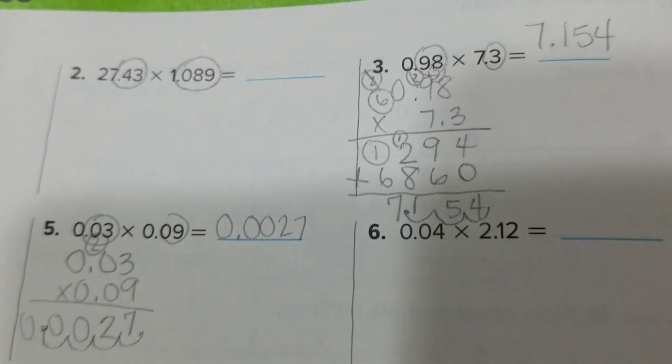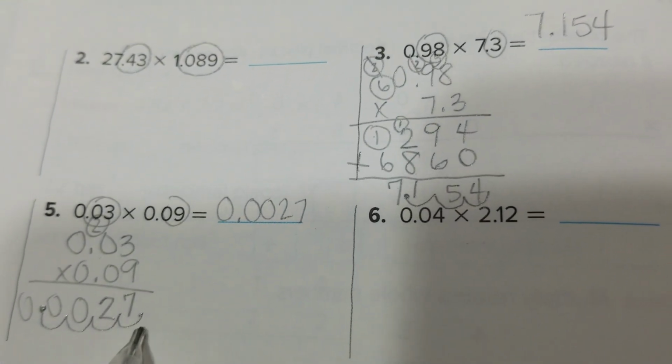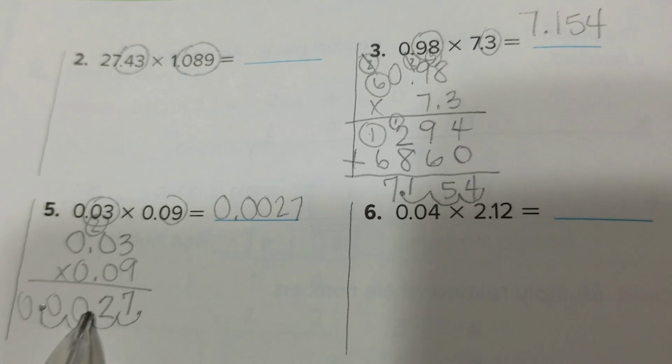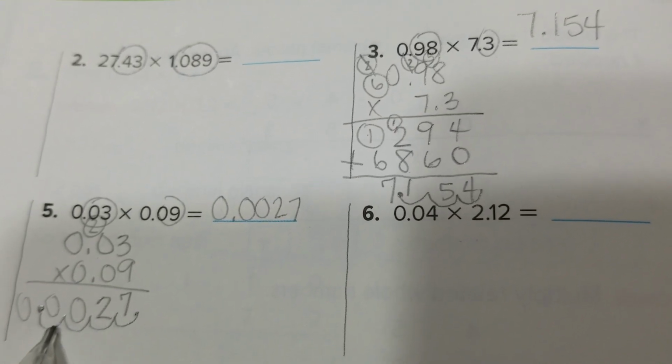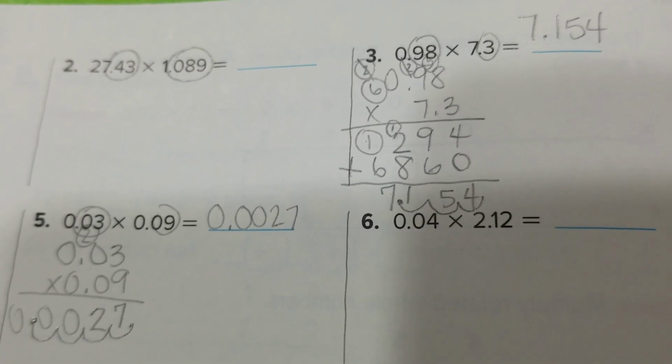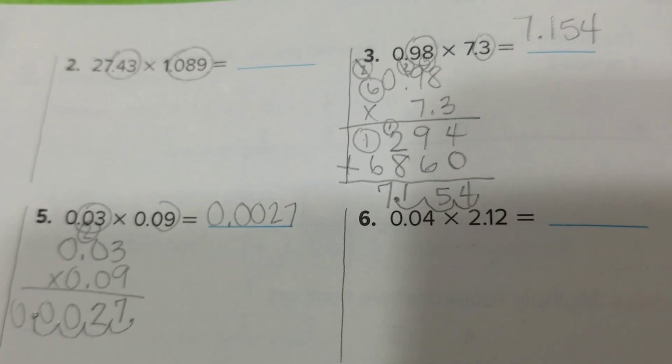0.0027. One of the things you have to be very careful of is when you're counting, you go in between the numbers. Okay, you can't just go with the bottom of the numbers. You actually want to go in between each number. That way you end up putting your decimal point in the correct place.